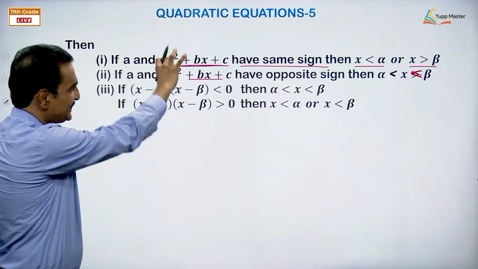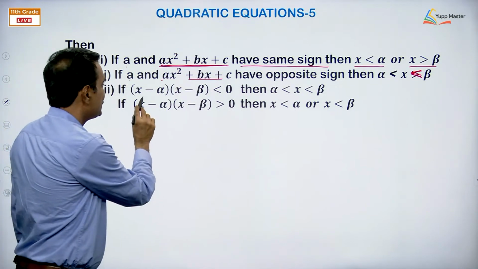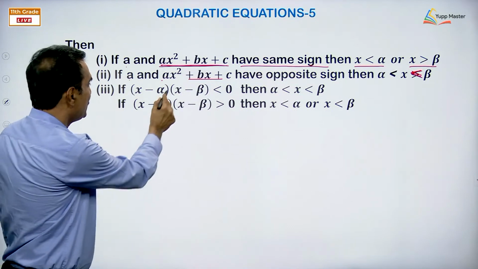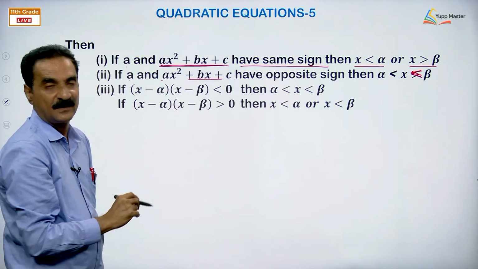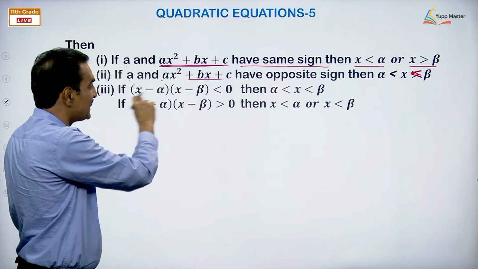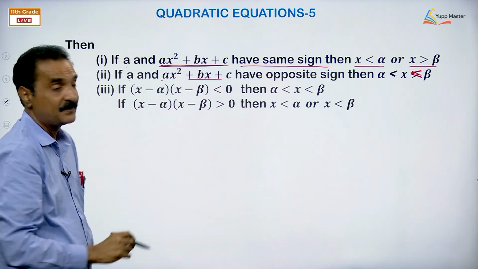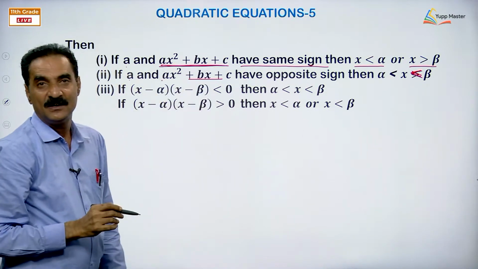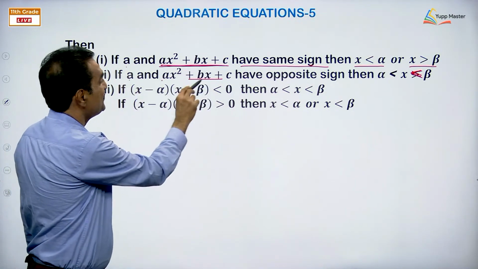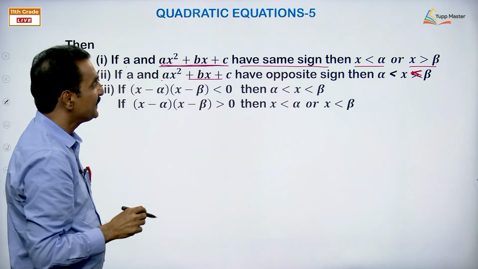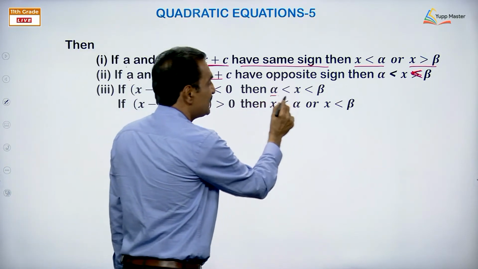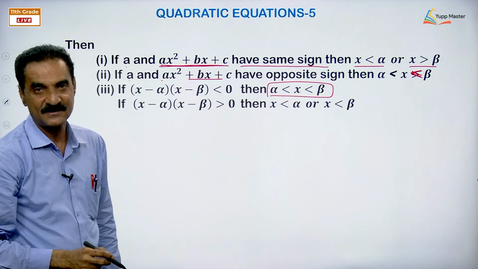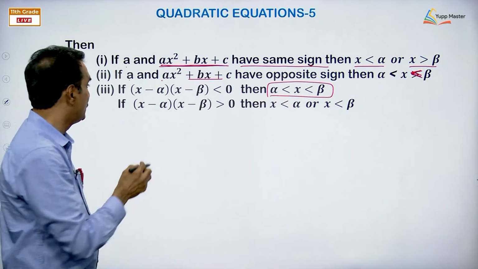Now, the same statement: suppose (x minus alpha)(x minus beta) is less than 0. The x square coefficient is positive. This whole expression is a quadratic expression in factorized form. The x square coefficient is positive, the expression is negative. So a and ax square plus bx plus c have opposite signs. Then what is the solution? Alpha less than x less than beta is the solution, the interval of x.